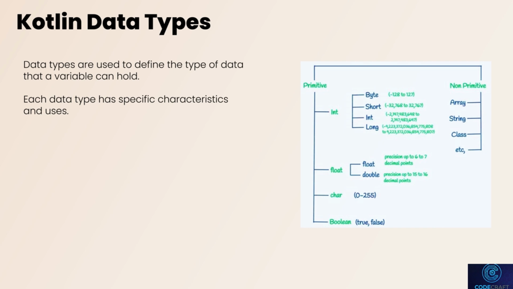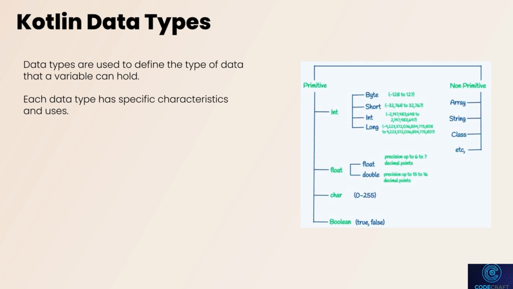Primitive data types, also known as basic data types or value types, are the fundamental building blocks for representing simple data. They directly represent values and have a fixed size in memory. In Kotlin, primitive data types include integers, float, char, and Boolean. Integers represent whole numbers. The common integer types in Kotlin are int, short, long, and byte.